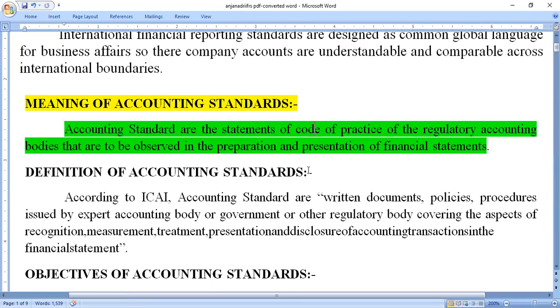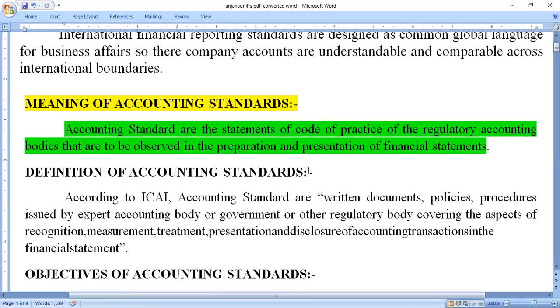We have to do recognition, whether it has an economic benefit to the company or not, whether it provides the benefit or it provides the loss to the organization. This is the major aspect we have to keep in mind.